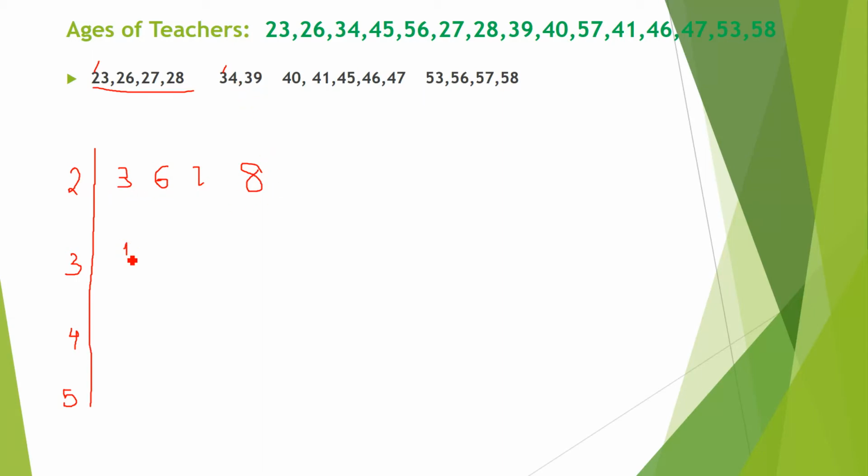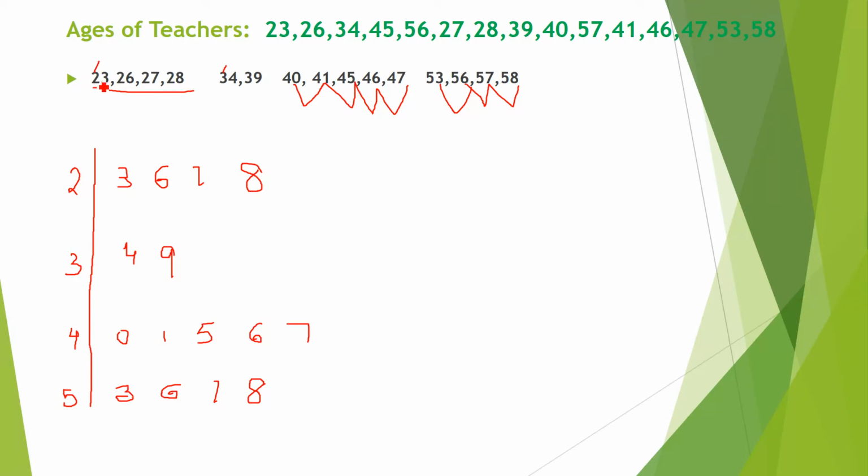Here we have only 2 leaves, 4 and 9. In the 40s we have 5 leaves, 1, 5, 6 and 7, 3, 6, 7 and 8. These are the leaves. So this is the stem and leaf plot. These are the stems and these are the leaves.